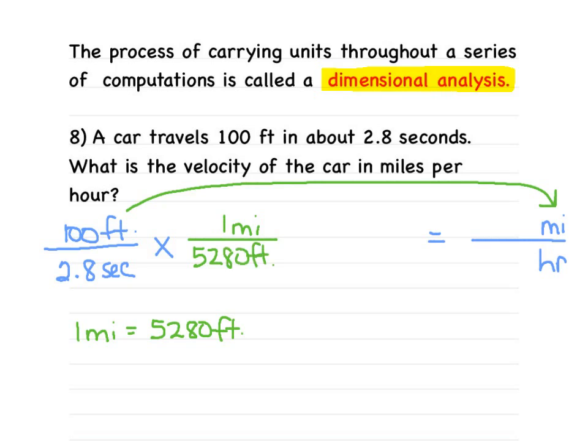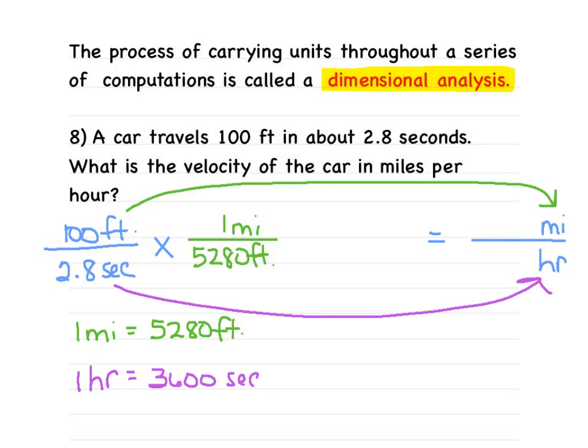The other unit that I need to convert is seconds to hours. How many seconds are there in each hour? Well, I know there's 60 seconds per minute and 60 minutes per hour. That's 3,600 seconds in an hour. So 1 hour equals 3,600 seconds. So that's the conversion factor that I need: 3,600 seconds is equal to 1 hour.